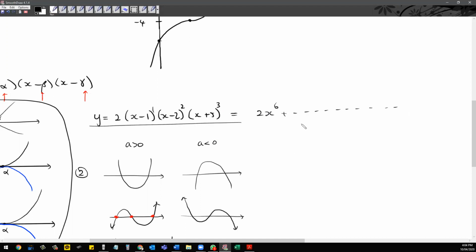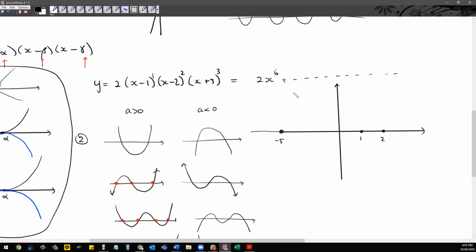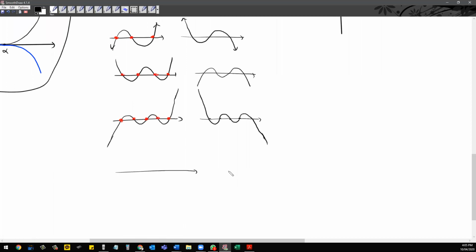So how do we draw this? Just need to draw the x-axis, y-axis. That's 1, 2, negative 5. Understand? There's power of 6, so it'll be like that. And it's positive, so that's why it's up, up, just like the cubic one over the quartic one over here. So we didn't draw the power of 6.